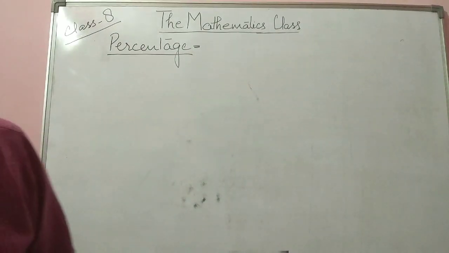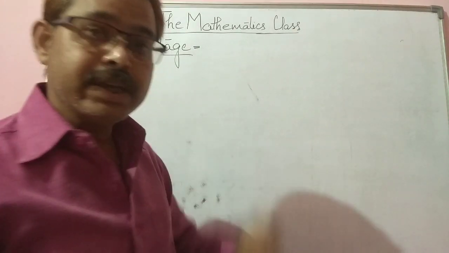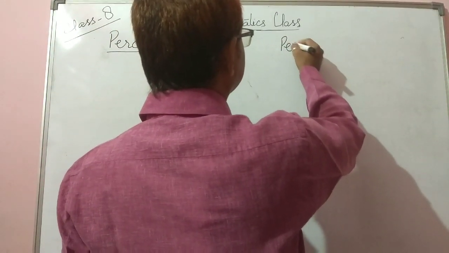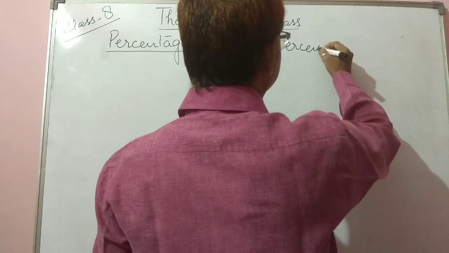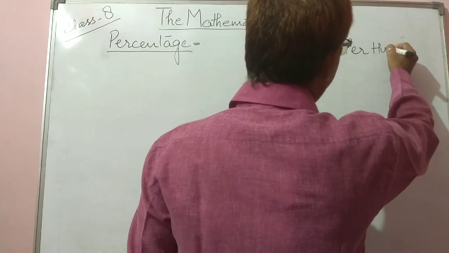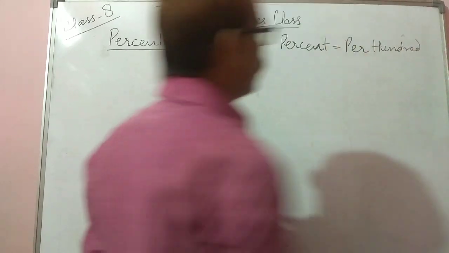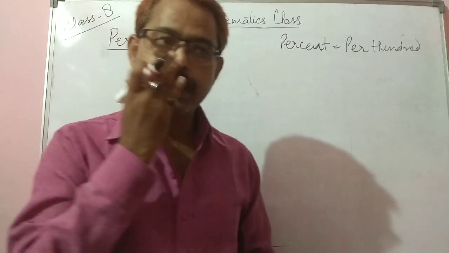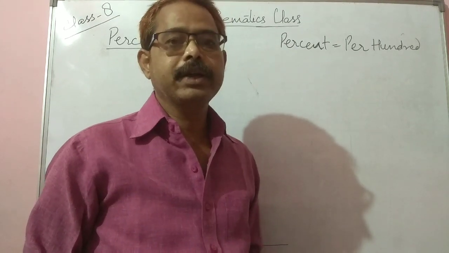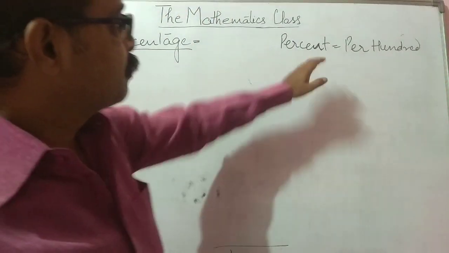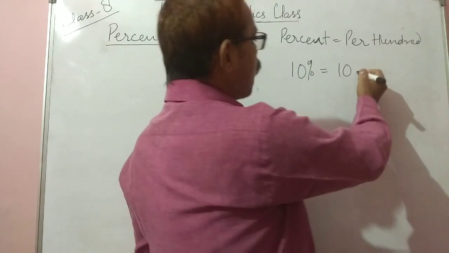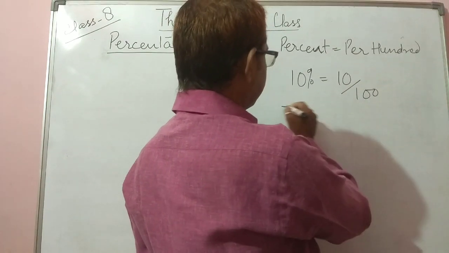So what is the meaning of percent? Basically, what is the meaning of percent? Now percent literally means per 100. Per 100 means this is a kind of parameter that we measure any given quantity on a parameter of 100. Per 100. Suppose I say 10%. 10% means 10 out of 100 or 10 per 100.